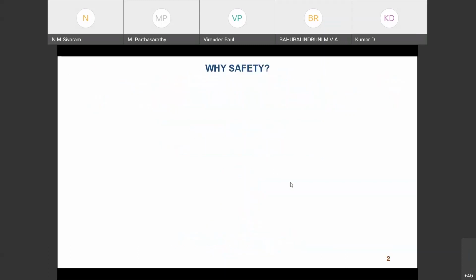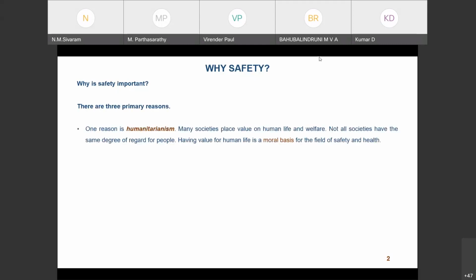First of all, before going to the overall dimension of industrial safety, I would like to introduce the need of industrial safety, why industrial safety is required. We can say that there are three prime reasons for us to focus on industrial safety. One is humanitarianism, because we as human beings should have humanity and empathy towards other living beings, not only human beings. That is a very fundamental aspect of industrial safety, the moral basis for the field of safety and health.